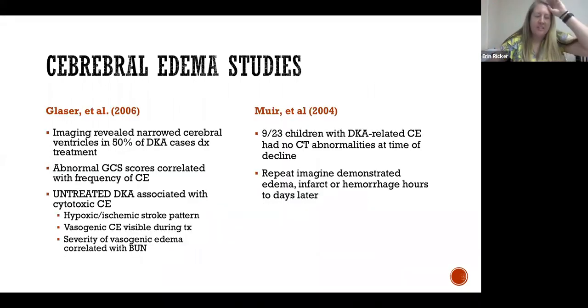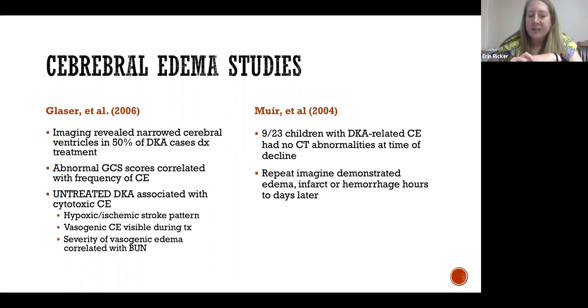But this doesn't fully explain cerebral edema. Again, we have some patients that start to have it even before they present. So several people have done a lot of studies looking further into this. What they found is at presentation, you'll have some narrowed cerebral ventricles in 50% of DKA cases with evidence of hypoxic and ischemic stroke pattern, showing that vasogenic edema, so from changes in your blood-brain barrier and your blood vessels and perfusion of your brain, might be the bigger component that leads to cerebral edema, so that the edema might primarily be vasogenic rather than osmotic in nature.